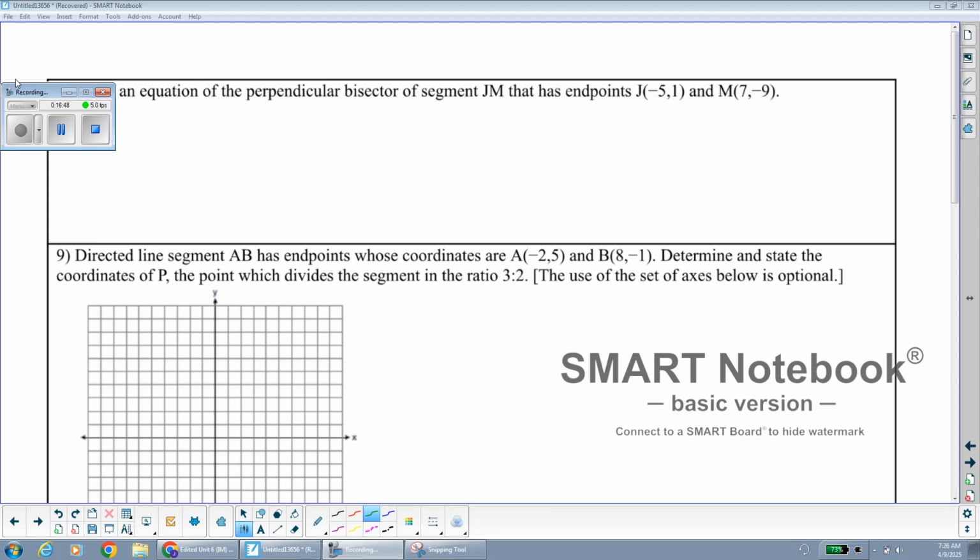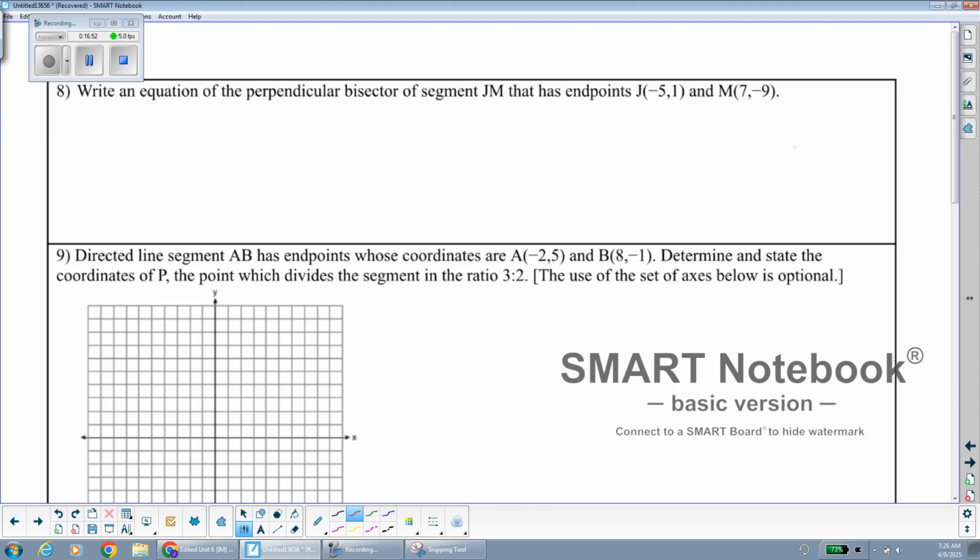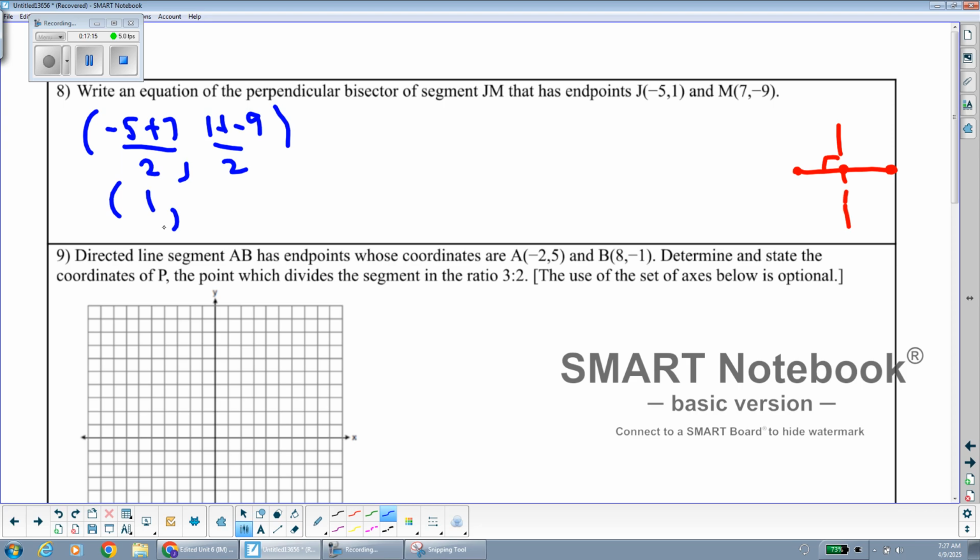When we're writing the equation of a perpendicular bisector, a perpendicular bisector cuts in half, so it passes through the middle, and it creates right angles, so it's perpendicular, meaning it has opposite reciprocal slopes to the original line segment. So I'm going to start with negative 5 plus 7 over 2, 1 plus negative 9 over 2, which gives 1, negative 4.